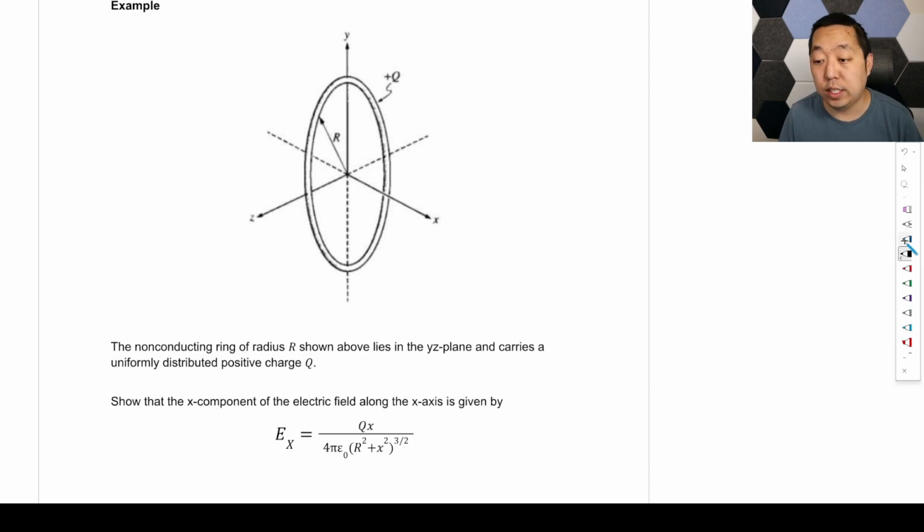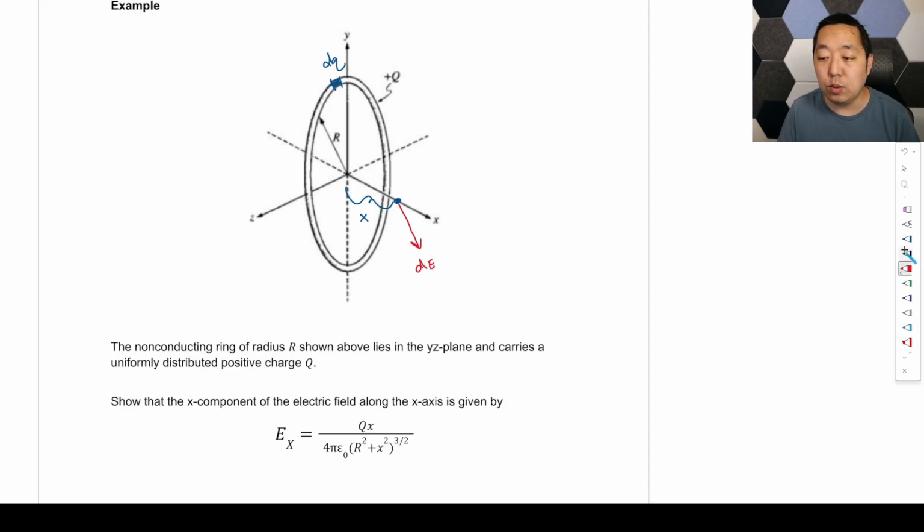Okay, so let's take a look at this. Now, here's the thing. We're trying to pick a point along the x-axis. So let's call this distance x here. Now, we're going to chop this thing up into little pieces, little charges here, dq, right? Just like this. And this is going to create an electric field radially outward this way.